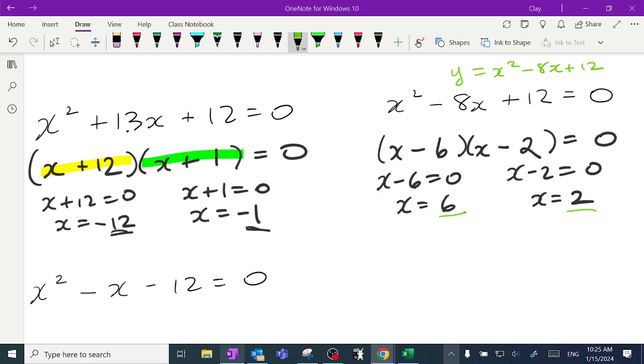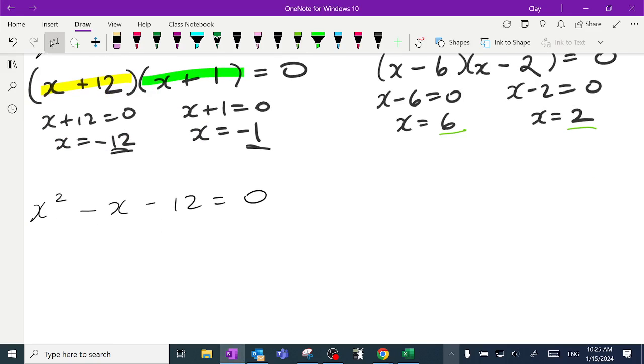So anyway, one more with the 12s. This one's different. This time the 12's a negative. If you multiply together two numbers and you get a negative, what do you know about their signs? They're opposites. One of them has to be a plus and one has to be a minus. So now, ask yourself what two numbers times to make negative 12, but when you add them, you get a negative 1. It's going to be negative 4 and plus 3.